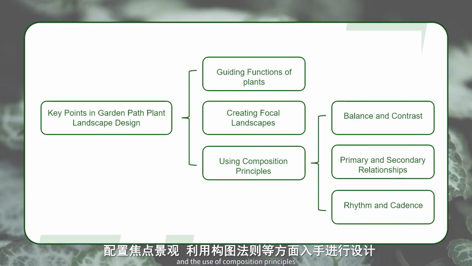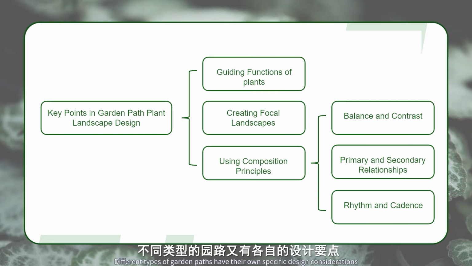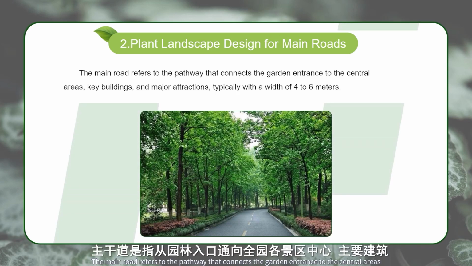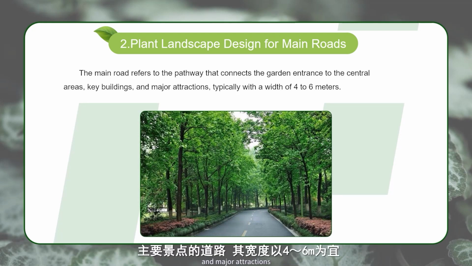From previous analysis, we understand that designing pathway plant landscapes involves considering plant guidance, focal point arrangement, and the use of composition principles. Different types of garden paths have their own specific design considerations. Let's first look at the plant landscape design for main roads. The main road refers to the pathway that connects the garden entrance to the central areas, key buildings, and major attractions, typically with a width of 4 to 6 meters.